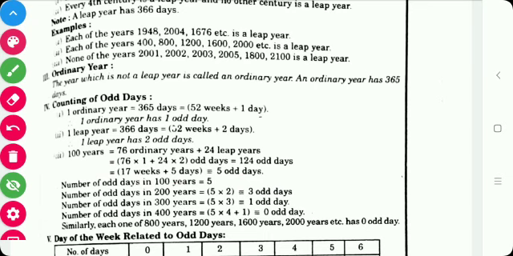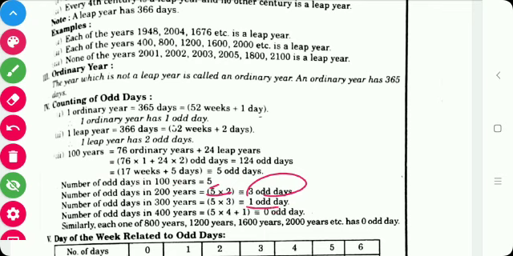Next, as we know, the number of odd days in 100 years is 5. Then the number of odd days in 200 years is 5 twos are 10. So 10 days means 1 week and 3 days. So the number of odd days in 200 years is 3. Number of odd days in 300 years is 1, that is 5 threes are 15. 15 days means 2 weeks and 1 day, so it is 1 odd day.